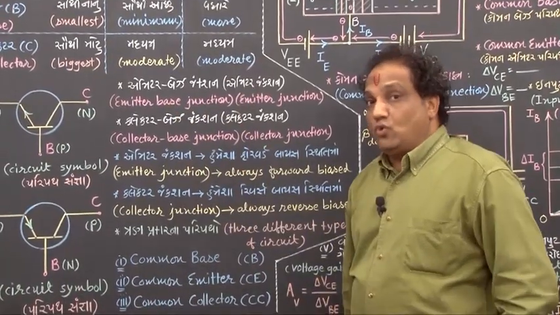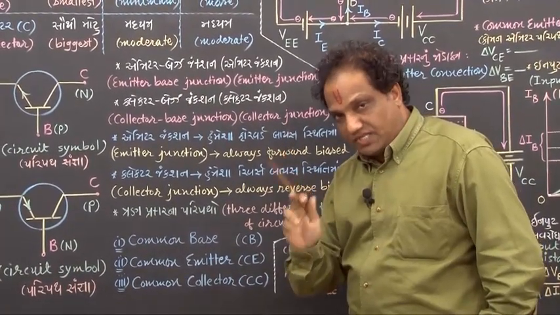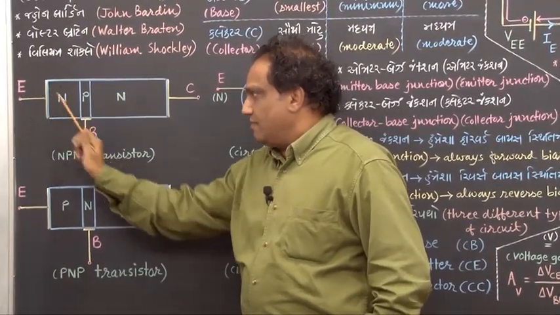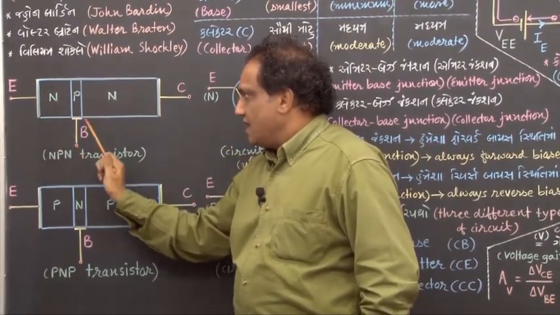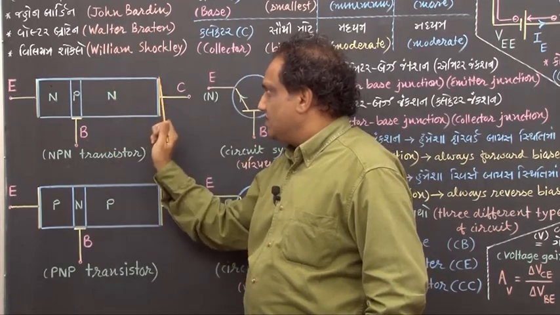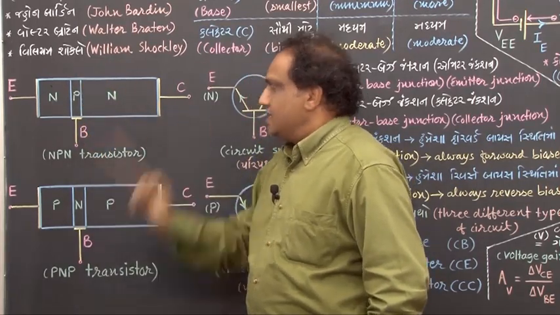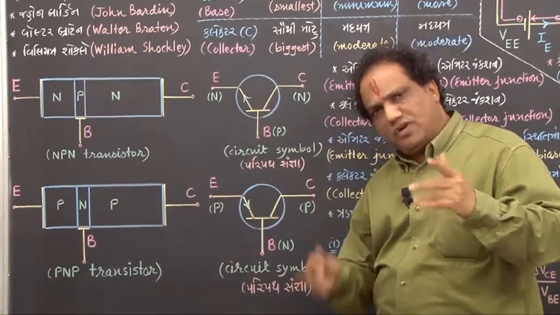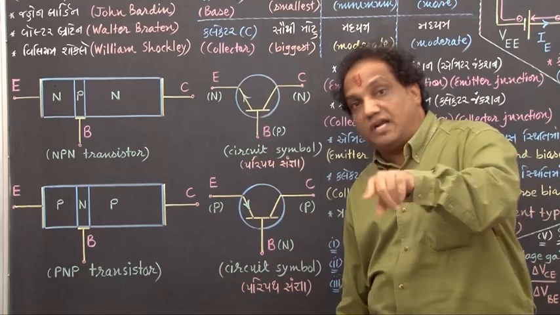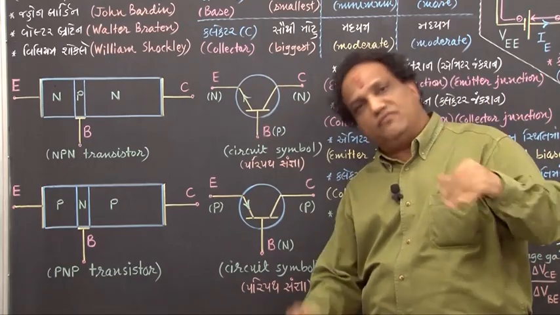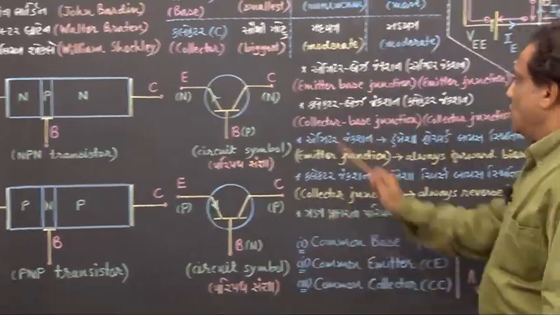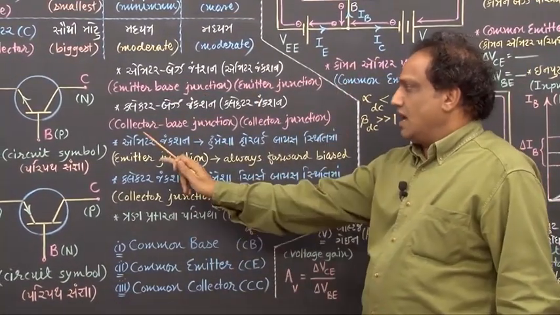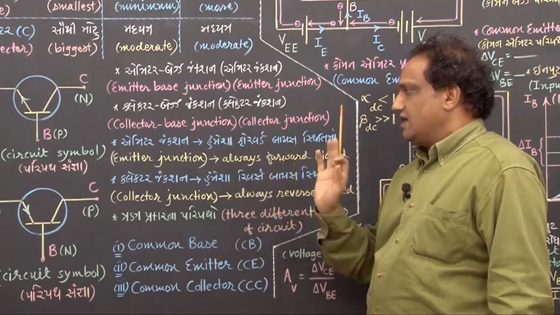Now there are two PN junctions in a transistor. One is between emitter and base. We call it the emitter base junction. It is this. And another is the collector base junction, which is this. Whether you say emitter base junction or only emitter junction, it will do no problem. Whether you say collector base junction or only collector junction, it will do no problem.